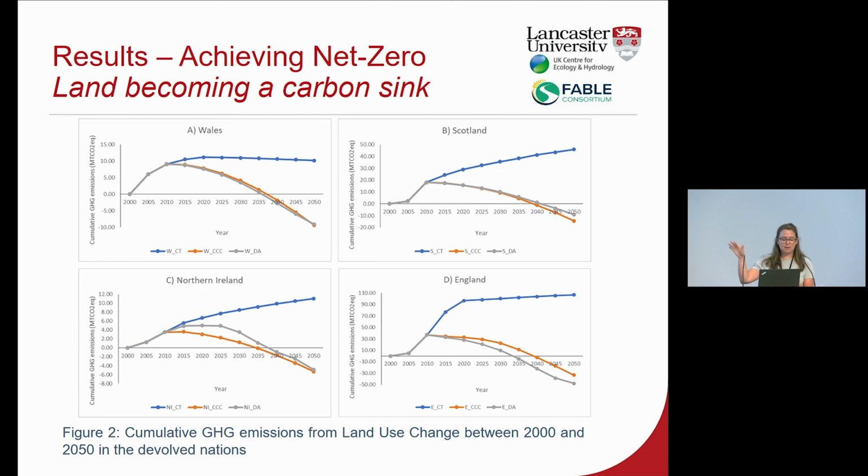You can see the top line is the current trend, so if we made no changes to policy, unsurprisingly, cumulative emissions from land use change remain quite high. But you can see for all countries, in the other pathways, the land does become a carbon sink from 2035, 2040 onwards. For Wales, Scotland and Northern Ireland, the CCC pathway cumulatively sequesters more carbon than the devolved administration pathway, but for England it is the other way around.